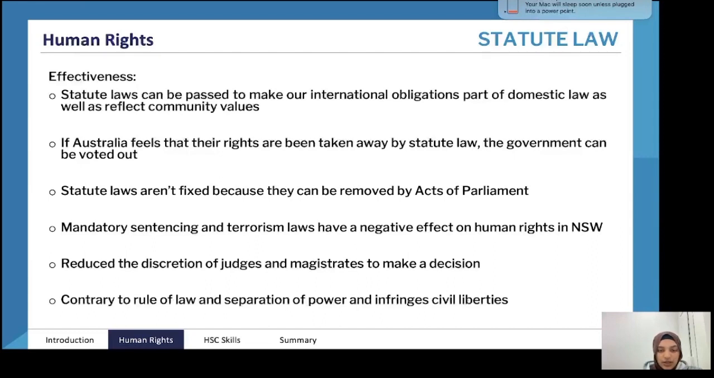So they reduce the discretion of judges and magistrates to make a decision, are contrary to the rule of law and separation of powers, and infringe civil liberties. So we've got areas to consider there on both ends of the spectrum as well.